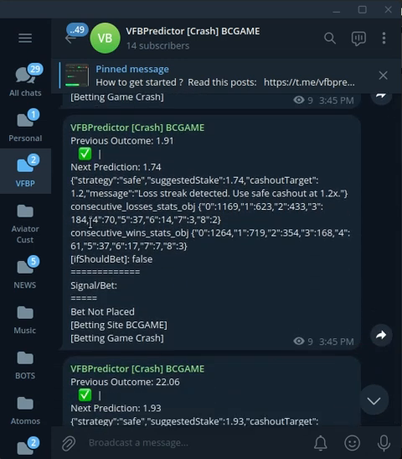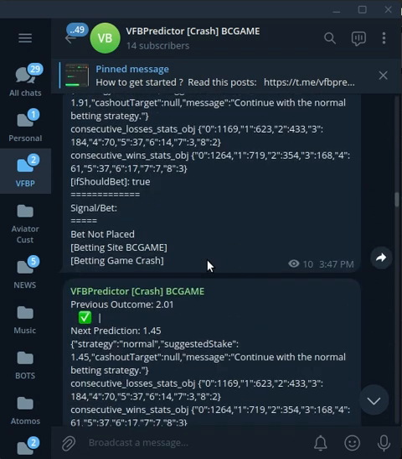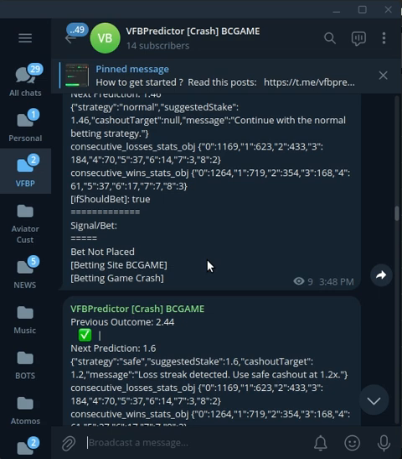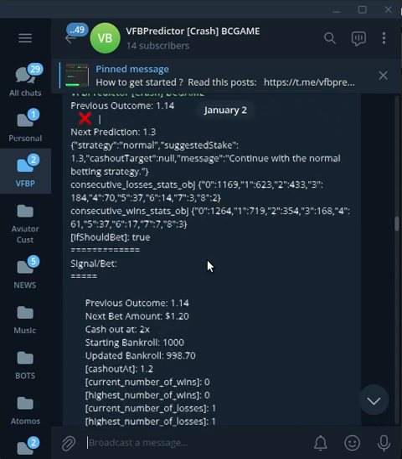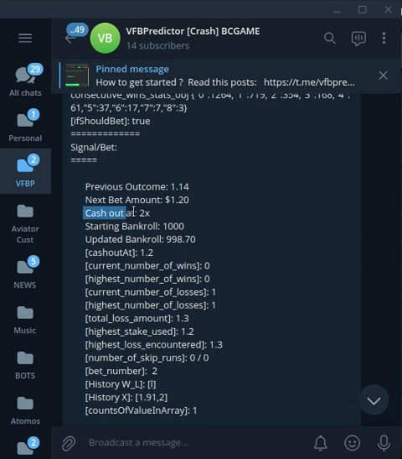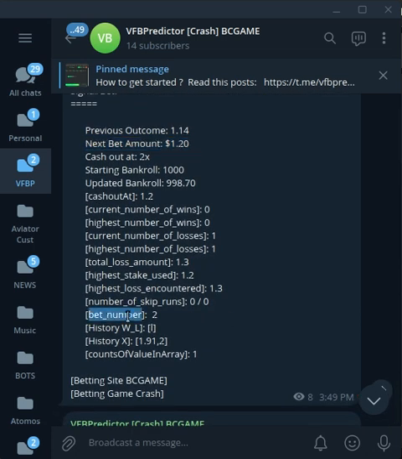Here we did not have a signal, so we skip this one, we skip this one, we skip that one, and then the next signal appears here. So this signal tells us to cash out at 2x, and the next bet amount is 1.20. And as you can see, this is bet number 2, highest loss encountered 1.3, which is this next bet amount plus the previous bet amount. So we have a total of 1.3, right, which is the highest loss encountered.